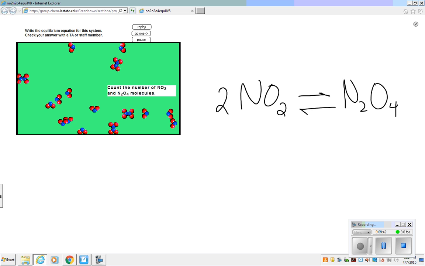Now, if we take a moment and count the number of molecules of each kind. So the smaller molecules, we have 1, 2, 3, 4, 5, 6, 7, 8, 9, 10, 11, 12. So we have 12 NO2s. We have 1, 2, 3, 4 of the larger ones.